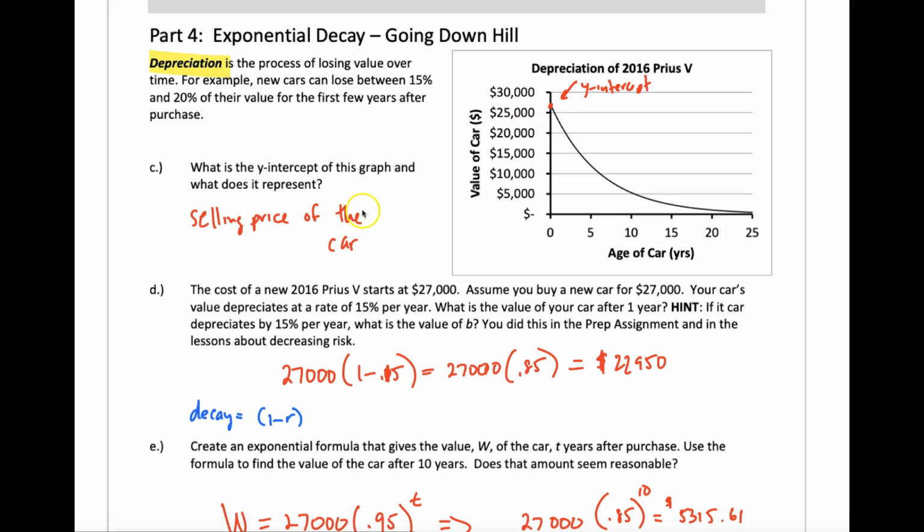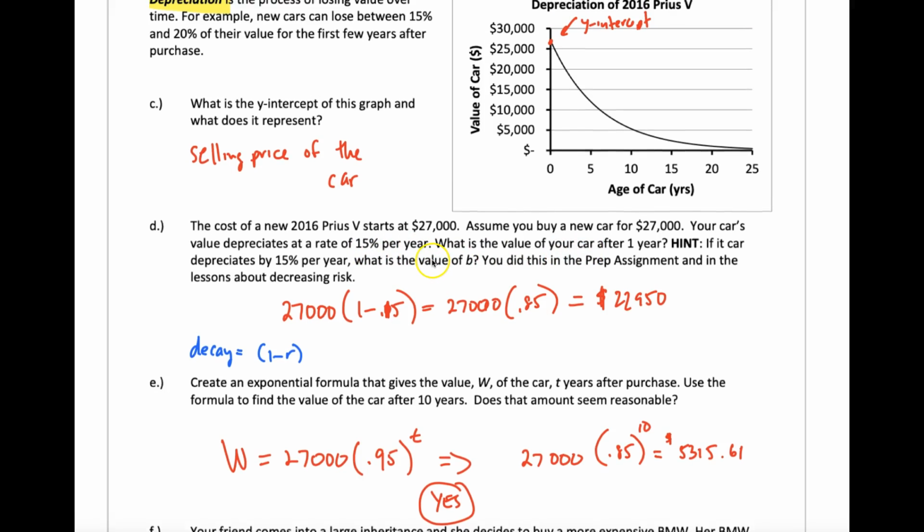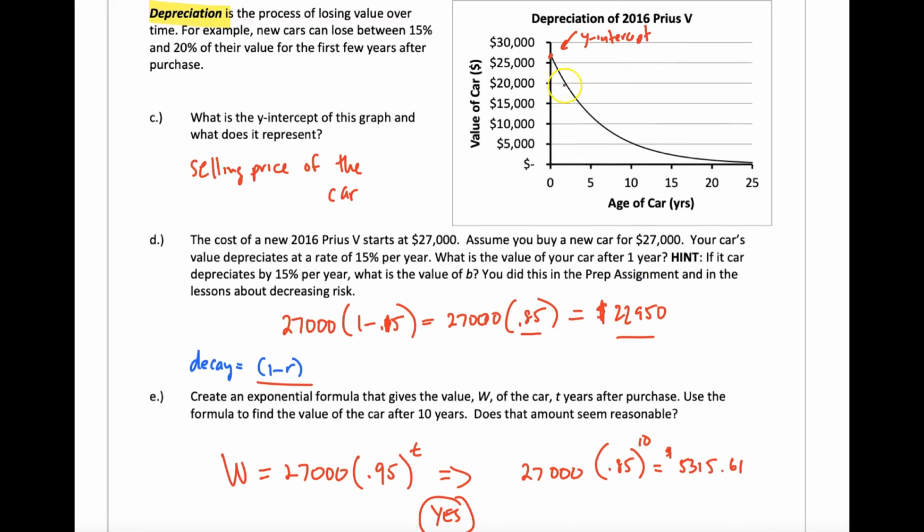It's right here. And what does it represent? It's the selling price of the car. And so thinking about the situation here, 15% decrease. What is a car worth after 1 year? You can see I end up doing the 1 minus r situation to get 0.85, 15% decrease per year, and that's the value there. Again, you can see what the graph's going to look like, how it decays after a certain amount of time.